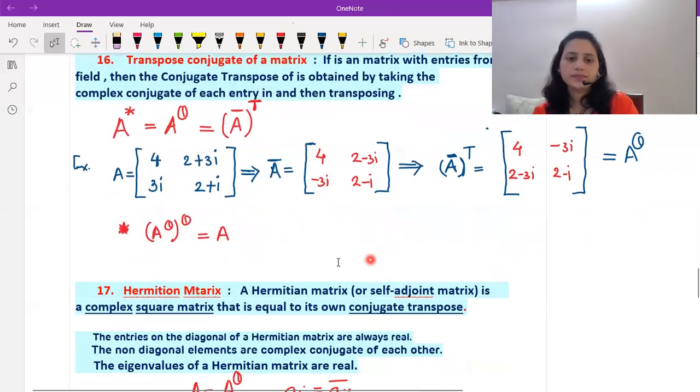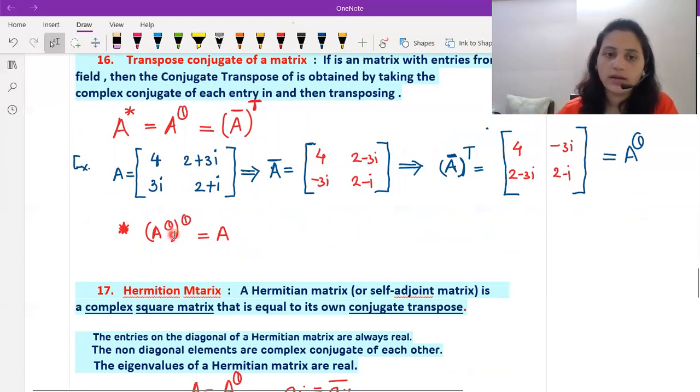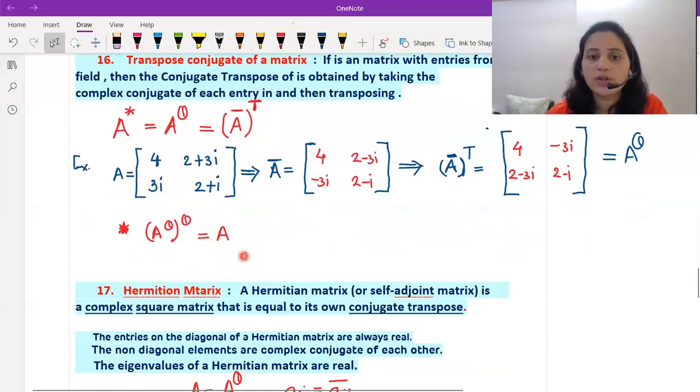Okay. Now this is the property actually. A raised to theta is equal to A. So the transpose conjugate of the matrix, and again the transpose conjugate of this matrix, A raised to theta, is always equal to that matrix, the given matrix A itself.